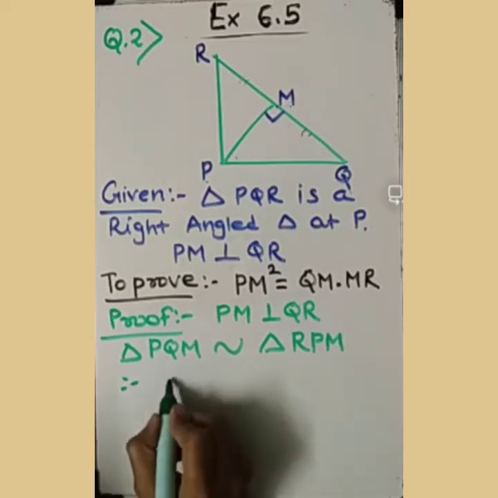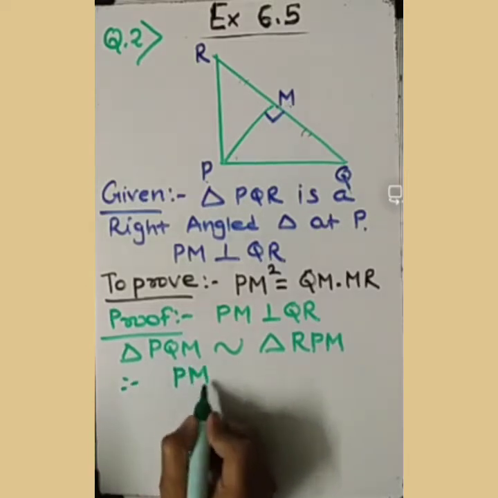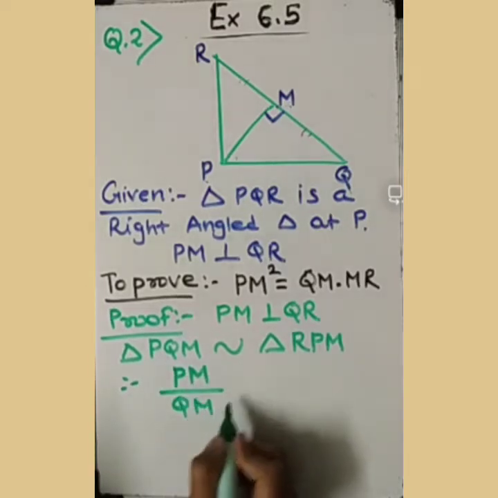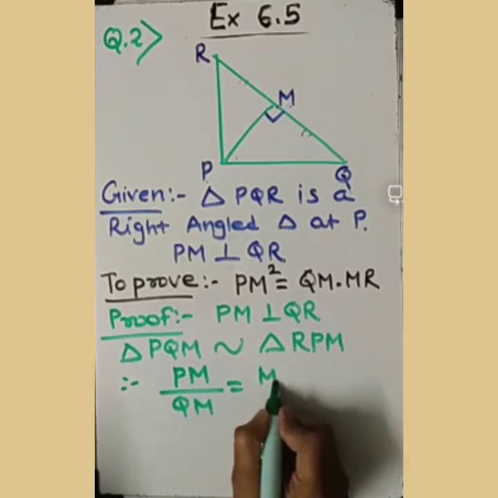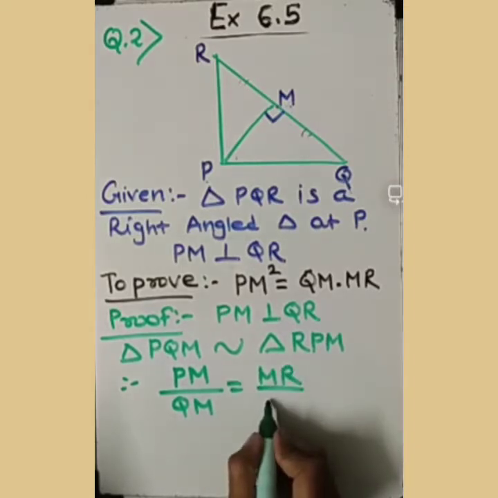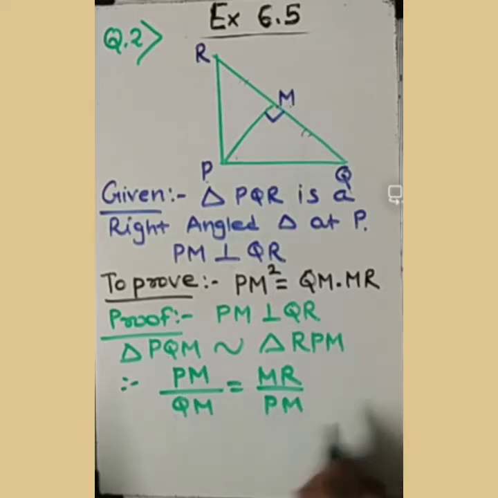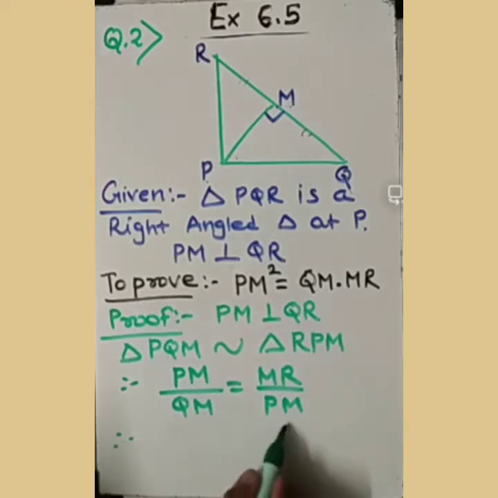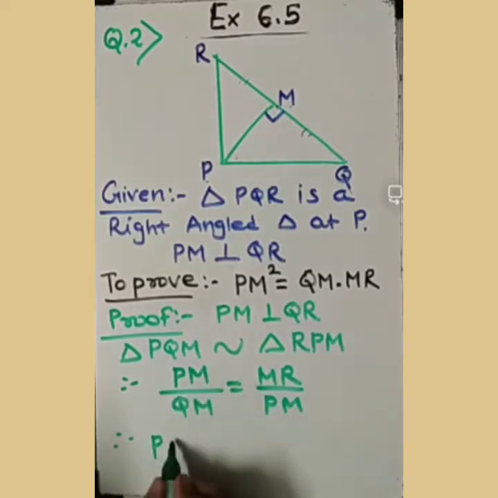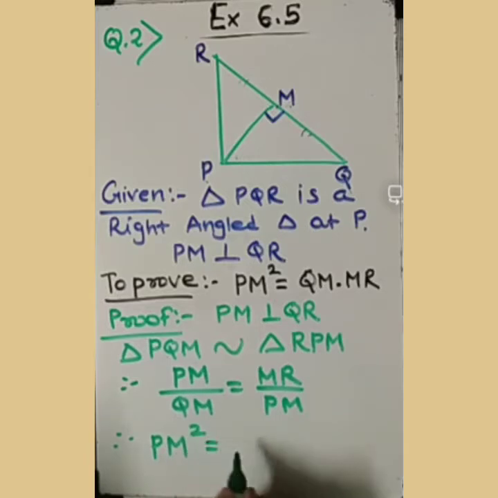So, therefore, can I say PM upon QM is equal to MR upon PM? The ratios are in proportion. So cross multiplication, PM square equal to QM into MR. This is the required result. I hope it's clear to you.